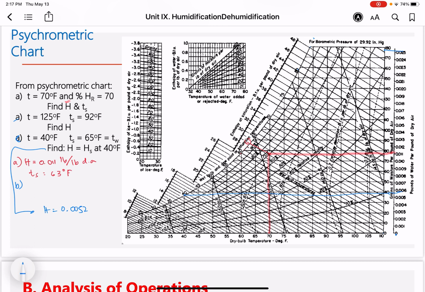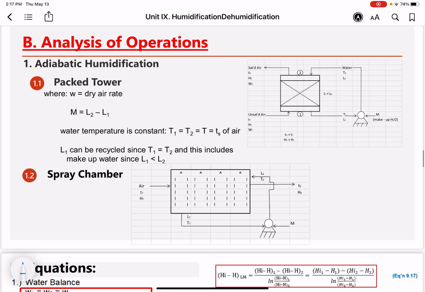0.006. Okay, so we go to analysis of operations. First is adiabatic humidification. We have two types, the pack tower and the spray chamber. In adiabatic humidification, the moisture or water vapor or humidity is added to the air. So, di ba, we know already from the very first discussion that, for adiabatic humidification, the transfer of the mass, take note, this is simultaneous heat and mass transfer.